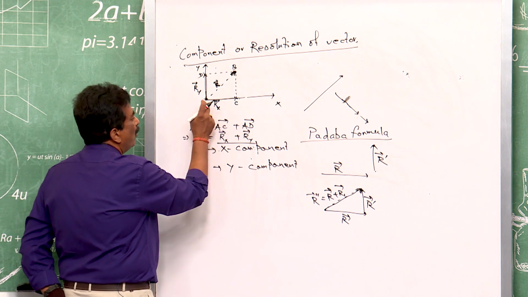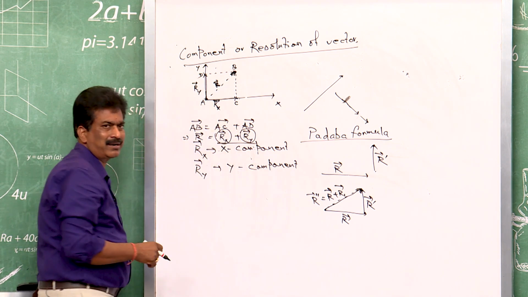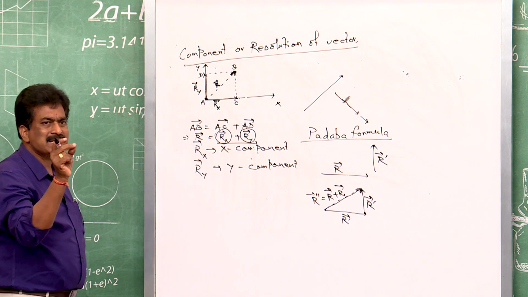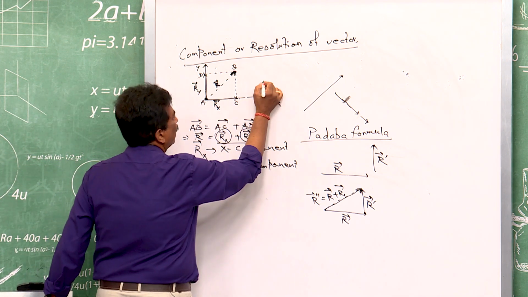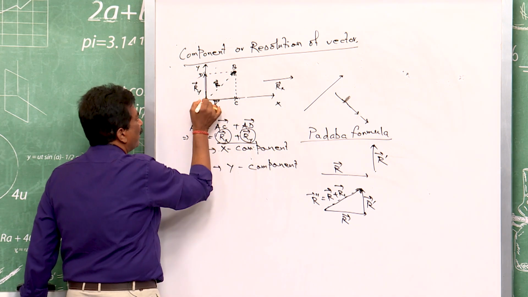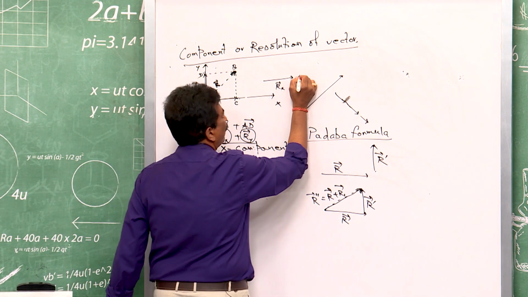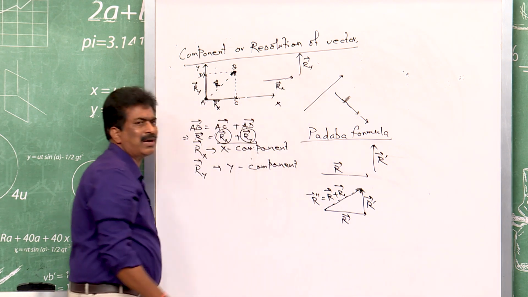Similarly, look here, what are its components? Rx vector and Ry vector. Now we have to add the Rx vector and the Ry vector. In the figure, the Rx vector is this one. The Ry vector means in this perpendicular way. So this is the Ry vector. These are to be added.